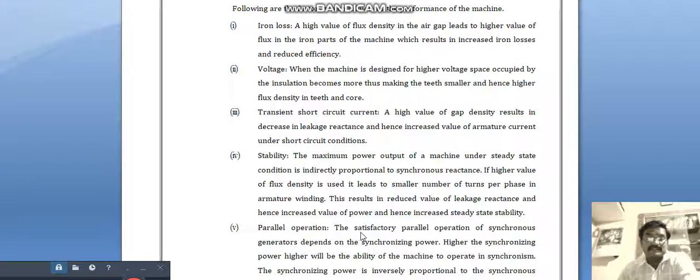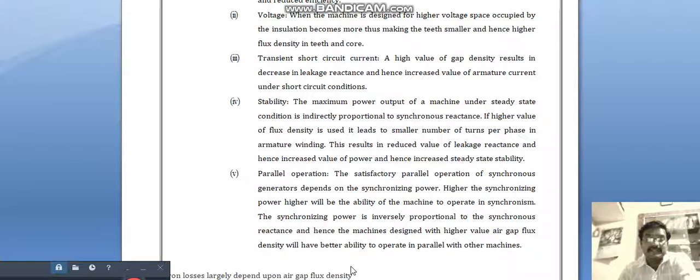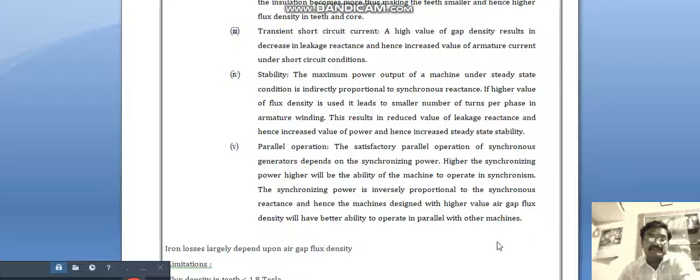Parallel operation. The satisfactory parallel operation of synchronous generators depends on the synchronizing power. The higher the synchronizing power, the higher the ability of the machines to operate in synchronization. The synchronizing power is inversely proportional to the synchronous reactance, and hence a machine designed with a higher value of air gap flux density will have better ability to operate in parallel with other machines.